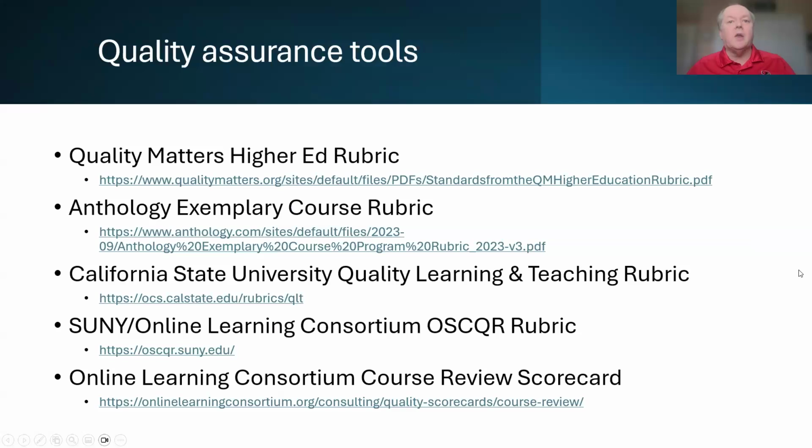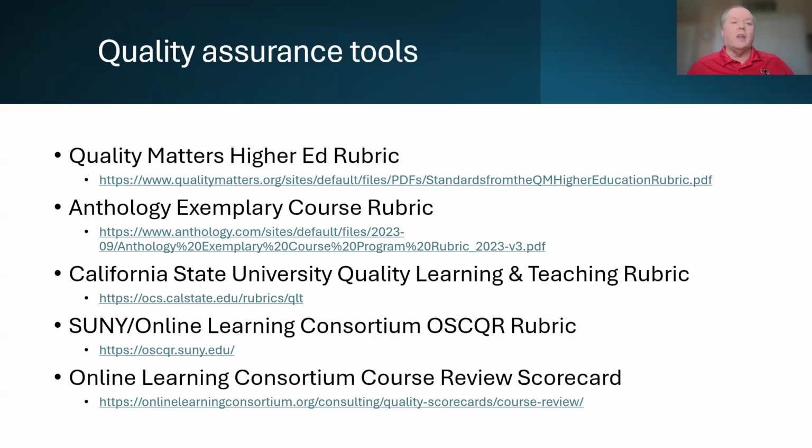So for this particular presentation, we're going to look at 5 popular tools for assessing online quality. One is the Quality Matters Higher Ed rubric. The Quality Matters Higher Ed rubric has been around for many years and is the most well-known and widely used of all of these rubrics.